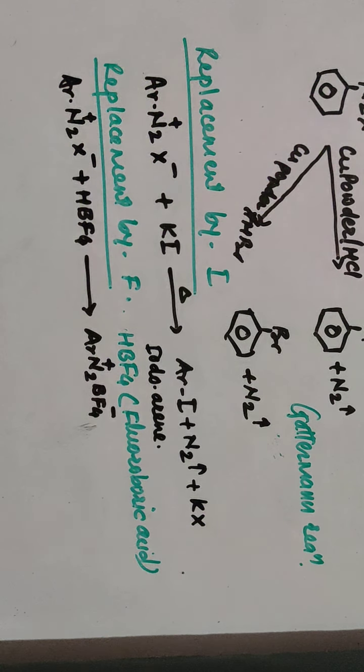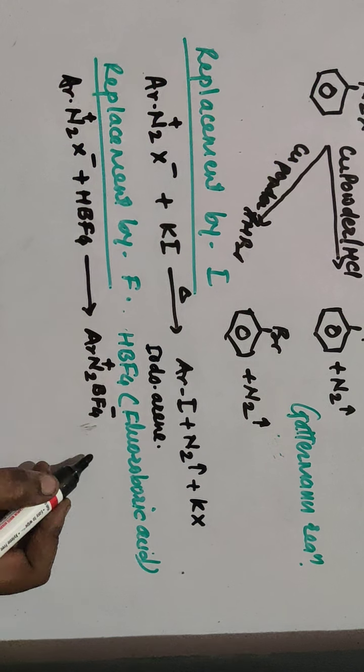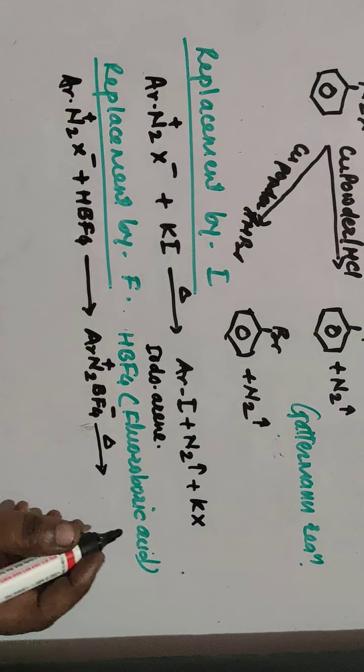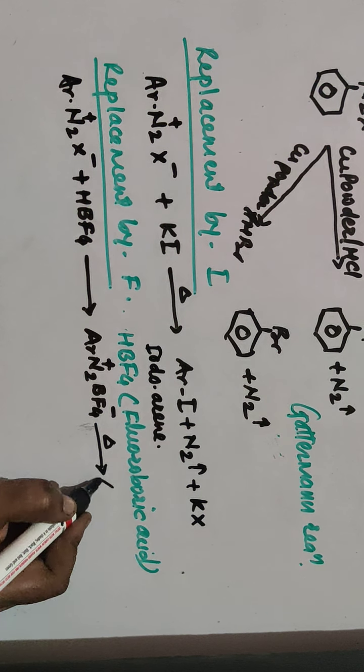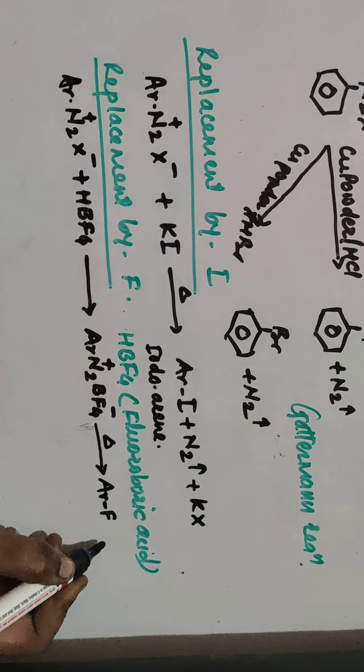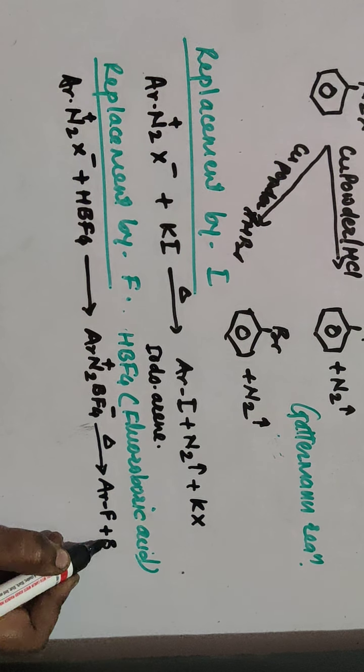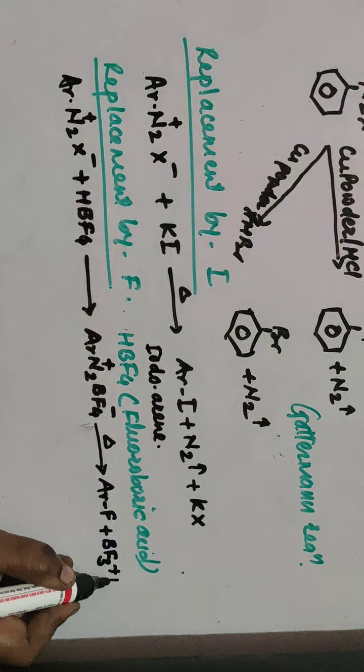Name of this compound is what? Benzene diazonium fluoroborate. Instead of aromatic ring, if a benzene ring is there, then it is benzene diazonium fluoroborate, and this compound on heating undergoes decomposition, and you will get here the corresponding fluoro compound ArF, plus your side products are BF3 plus nitrogen gas.